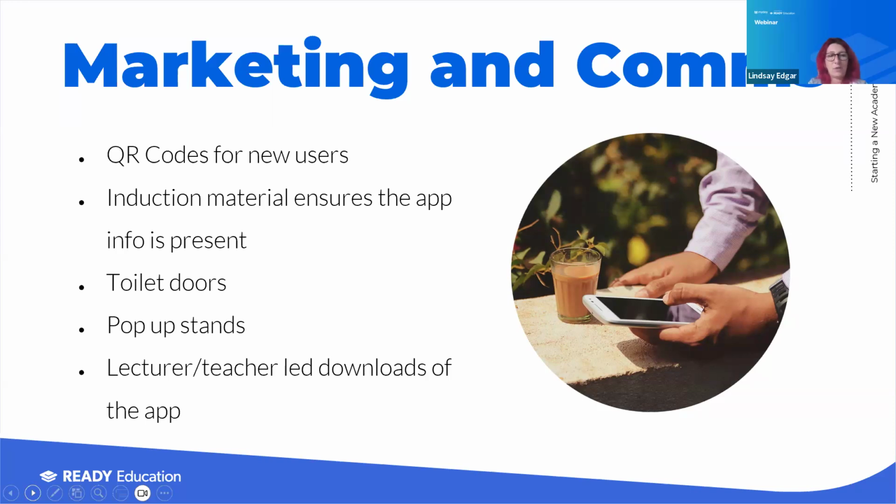Other elements to include with your marketing is induction material. Make sure that all your induction material contains information about the app, has an easy accessible QR code for the students to use, making sure that it's always in the forefront of your students' mind to make sure that they download it. The key thing here is we want the students to download the app so then they can actually use it and gain the benefit from it.